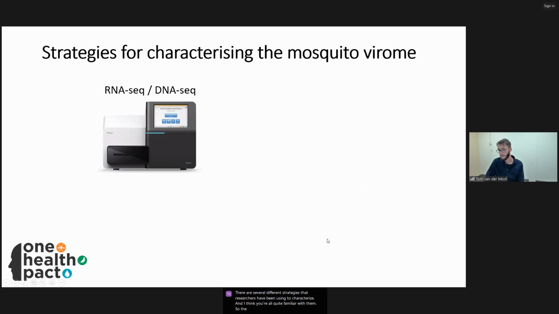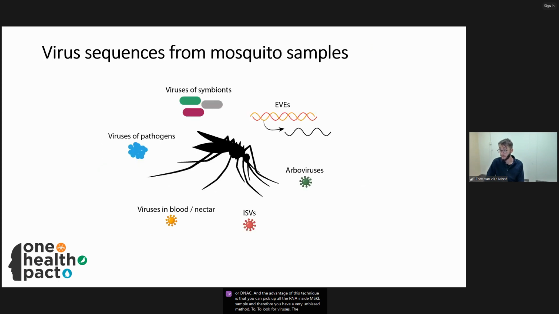So the main method, at least recently, is using either RNA-seq or DNA-seq. And the advantage of this technique is that you can pick up all the RNA inside a mosquito sample, and therefore you have a very unbiased method to look for viruses. The downside of this method is that you are able to pick up all these virus sequences that you may not be so interested in.